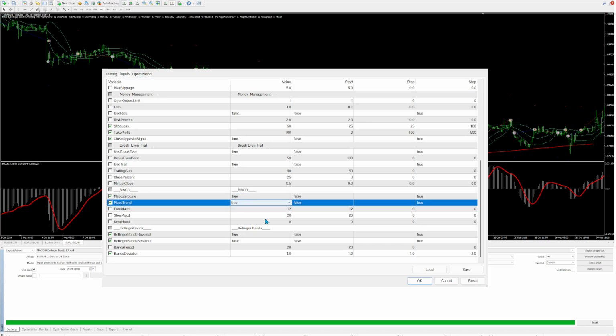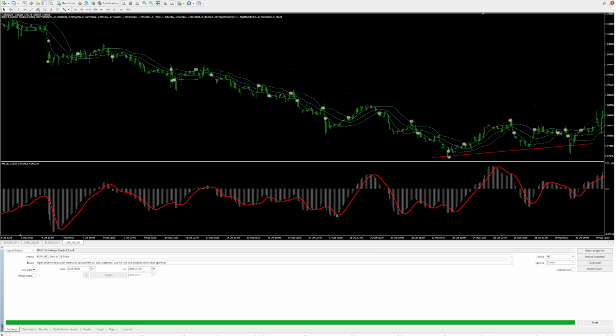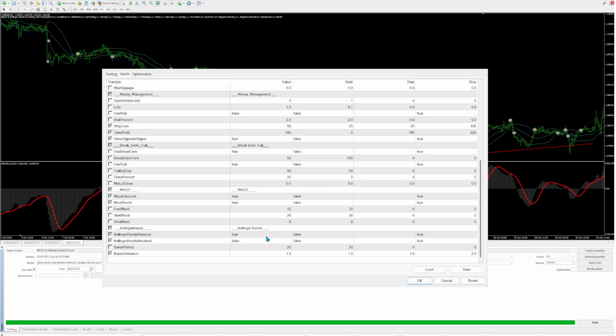If the MACD trend line is set to true, that means that the histogram, these bars here, have to be above the red line for a buy signal or an uptrend, or the histogram bars have to be below the red line for a sell signal or a downtrend. Okay, you can have them both set to true. You can have one or the other set to true.